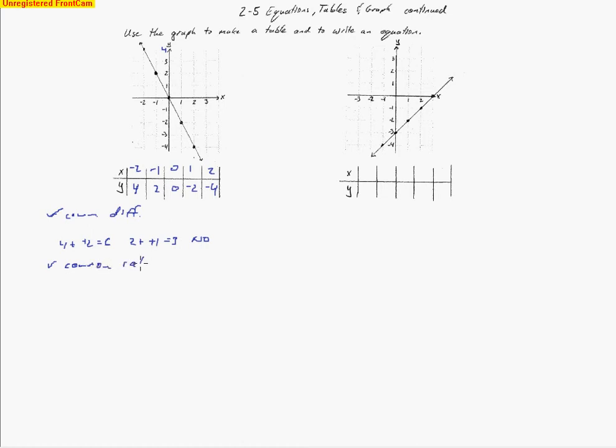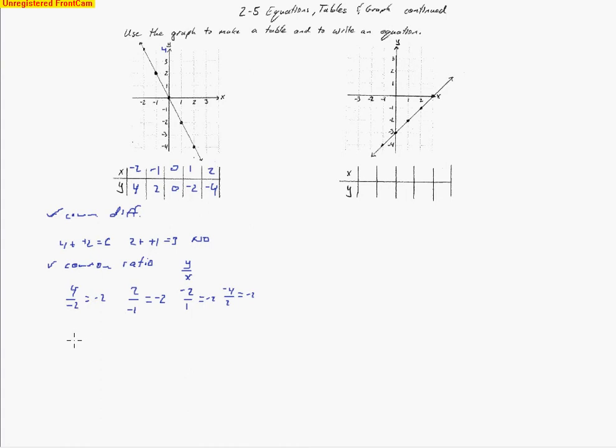So the common ratio is when I look for y over x and see if those are the same, except I'm avoiding the 0, 0. So 4 over negative 2 makes negative 2. 2 over negative 1 makes negative 2. Avoid the 0, 0 again. And negative 2 over 1 makes negative 2, and negative 4 over 2 makes negative 2. So yes, we all have a common ratio.